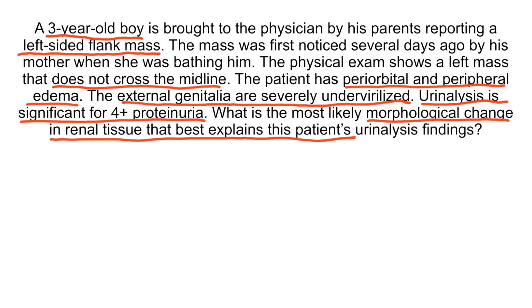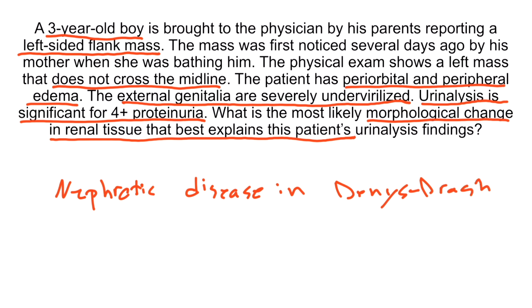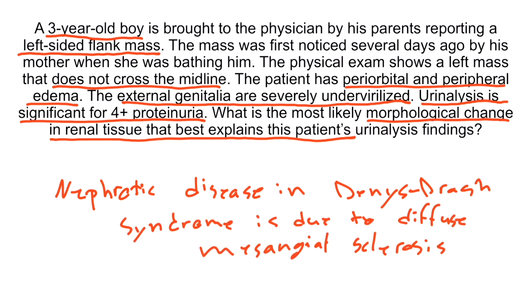The triad of Wilms tumor, gonadal dysgenesis, and an early onset nephrotic syndrome is characteristic of Denys-Drash syndrome. The morphological change in renal tissue that best explains this patient's nephrotic syndrome is diffuse mesangial sclerosis. And that concludes our video on neuroblastoma and Wilms tumor.